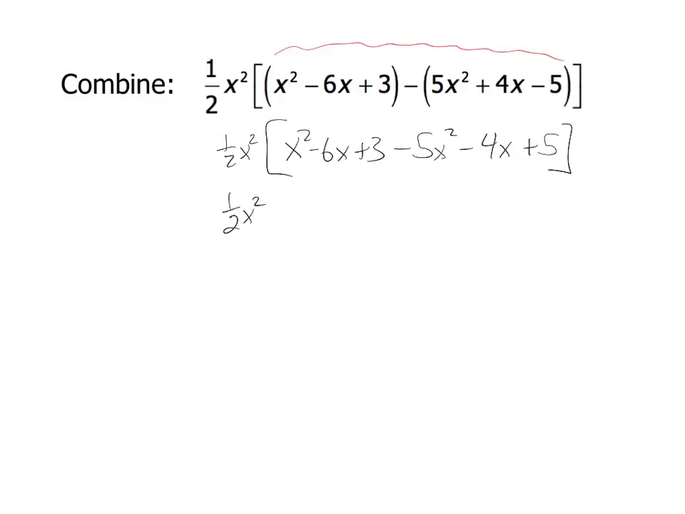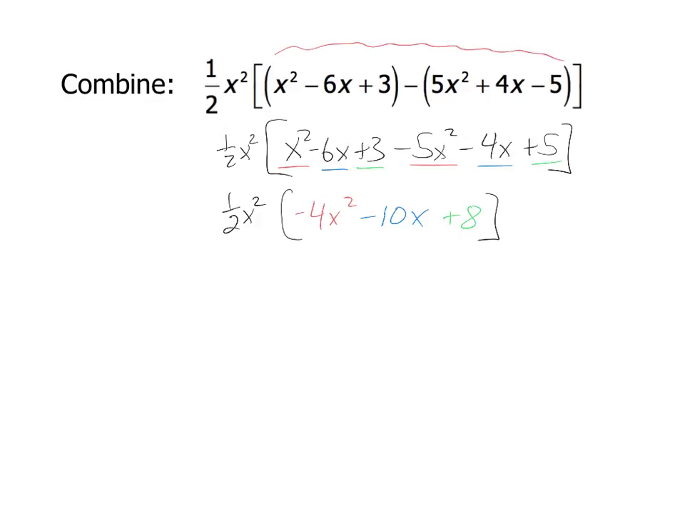Here's my 1/2 x squared. I'm going to multiply that by, let's see, if I combine my like terms, I get a negative 4x squared. If I then combine those two terms, a negative 6x and a negative 4x, give me a negative 10x. And if I combine my positive 3 and my positive 5, I get a positive 8 with a lot of color. How about that?